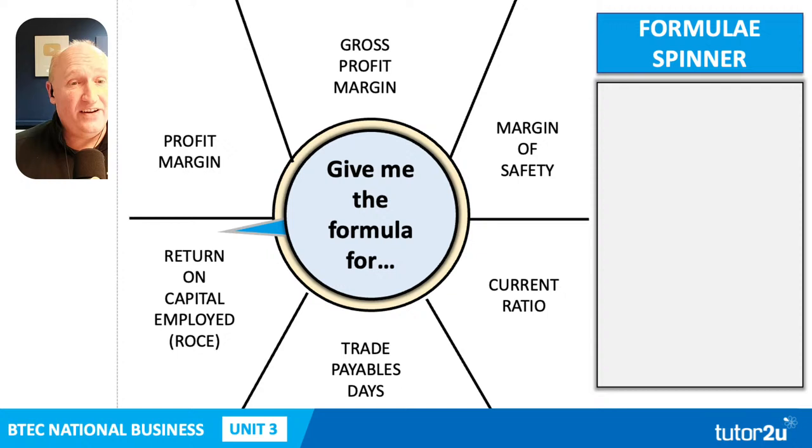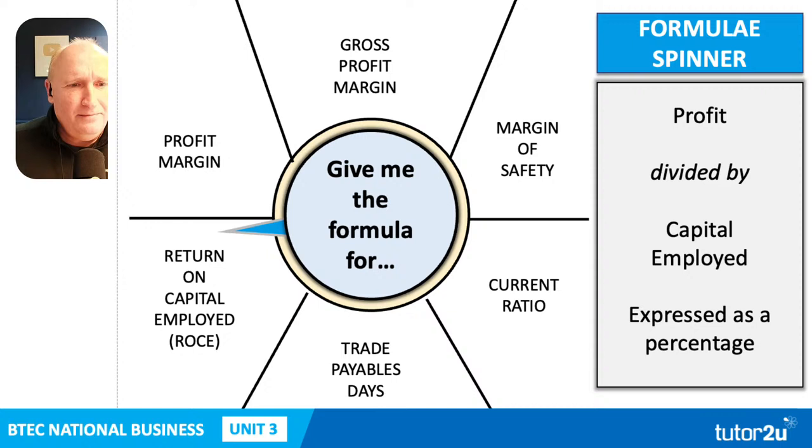Return on capital employed, quite an interesting ratio, isn't it? I think it's quite interesting. It's profit divided by capital employed. It's the return you make. That's the profit. Sometimes you can use operating profit, sometimes it's profit for the year. It doesn't really matter, whatever profit you get given, divided by the capital employed, how much is invested in the business. And we always express return on capital employed as a percentage.